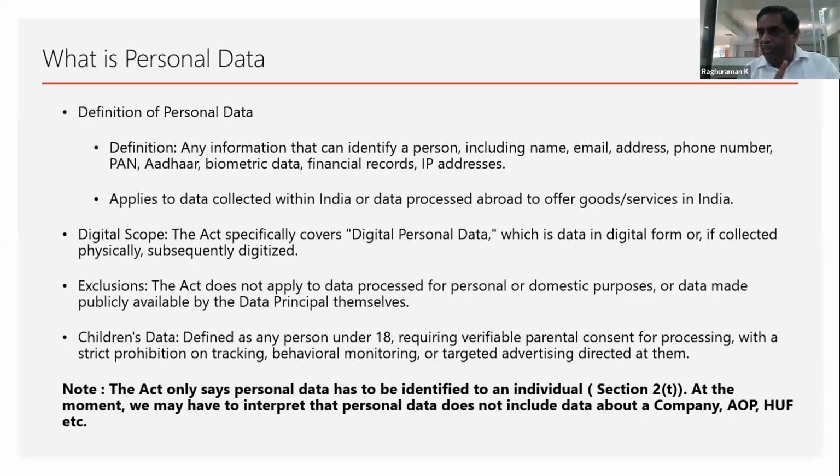So the information we are talking about in this act is only related to information which can be connected to an individual, not to a company. So a company PAN card or a company's SIN number, if it is given to somebody and that gets used somewhere, that is not included in this act. It is only information which is connected to a person. So therefore, your name, email, address, photo, your PAN card, Aadhaar, biometric data, your bank statement, IP addresses of your computers, those are covered.